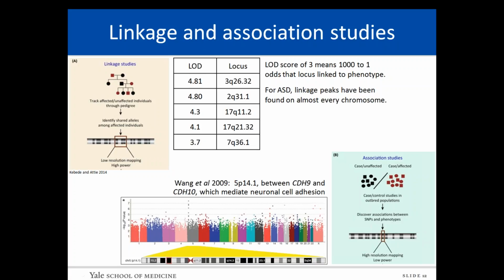It actually didn't even land in a gene. It landed between two genes, cadherin 9 and 10. The reason this result was so interesting, besides being one of the first GWAS papers done in autism, was that these genes mediate neuronal cell adhesion. So the thinking is that it sounds like a plausible gene to be associated with autism because it's involved in neuronal development.